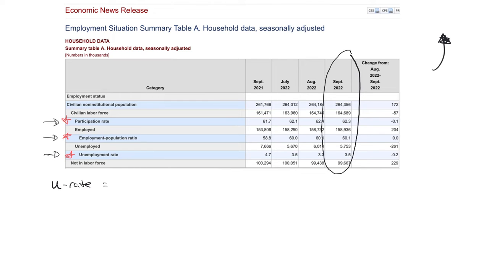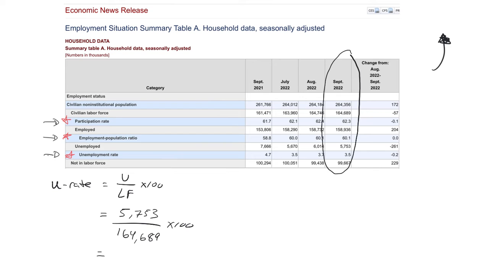We know the unemployment rate equation is the total number of unemployed over the labor force. Multiply that by 100 to get it into a rate. Let's go ahead and take the data that we have here. Our unemployed is 5,753, and our civilian labor force is 164,689. Multiply that by 100.